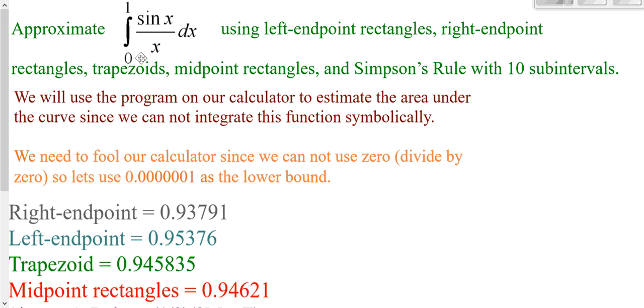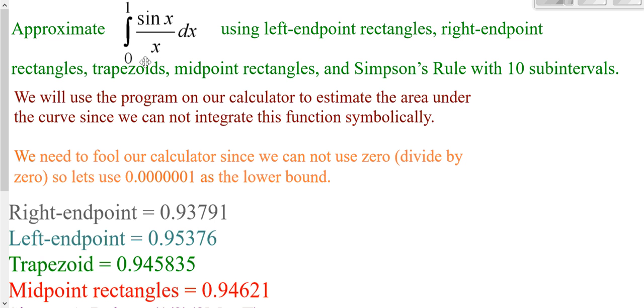Now, here we want to find the area underneath our curve of sine x over x. And we want to do 10 divisions. So that means we could do Simpson's rule if we want. Now, since we're given a function here, I'm going to go ahead and put this into my y equals on my calculator. I'd want to make sure I was in the radian mode.